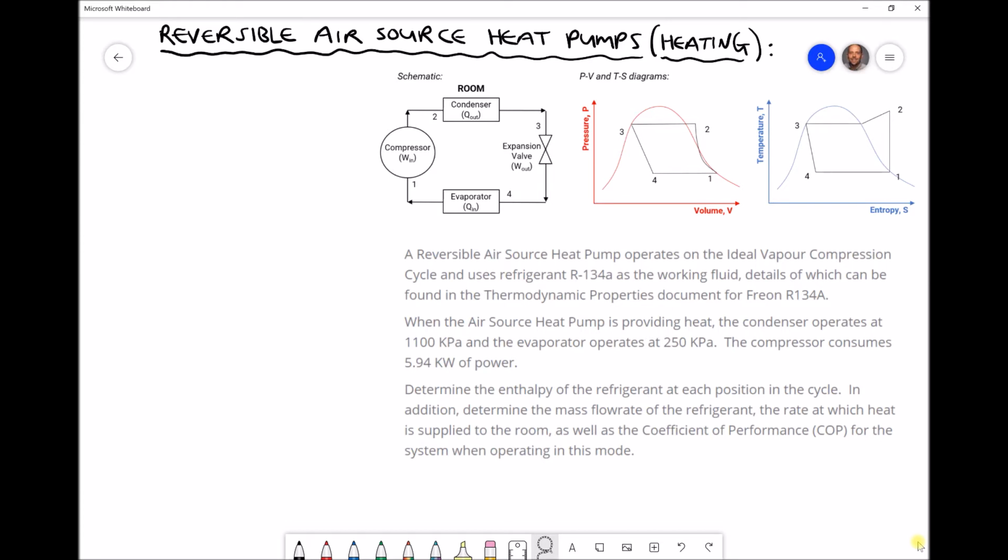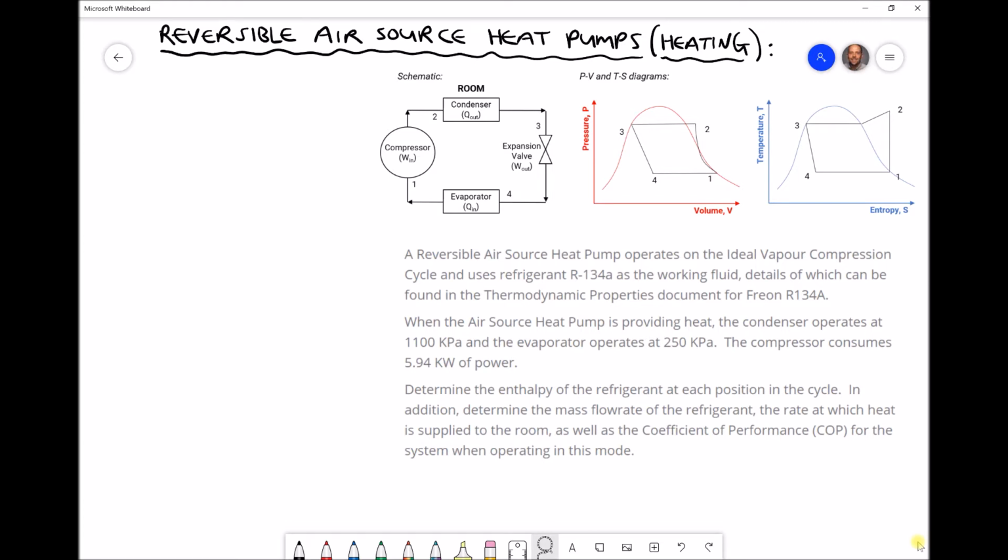On the screen here, we have a schematic diagram for our air source heat pump consisting of compressor, condenser, expansion valve and evaporator. We also have PV and TS diagrams to represent that cycle. Directly underneath the diagrams, we have a descriptive question. What we're going to be doing is extracting information from the written question, as well as from our PV and TS diagrams. And I'll explain this as we go through the process.